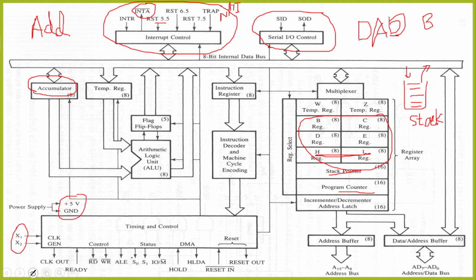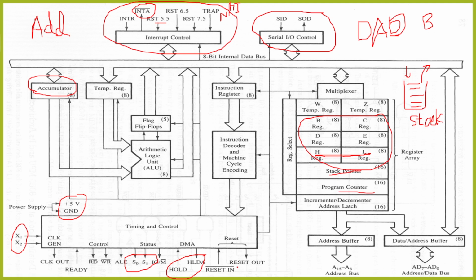S0, S1 are the status signals. IO bar, M bar are also status signals. So we can know what the processor is currently doing by reading these 2 signals. Then the hold and hold acknowledge are DMA signals, direct memory access. You know that direct memory access is useful for high-speed data transactions between IO and memory directly, without CPU intervention.